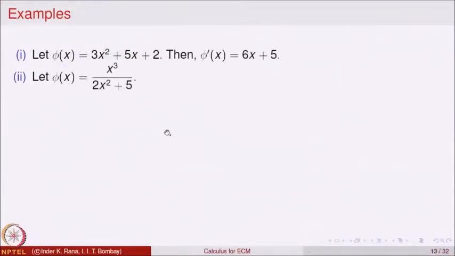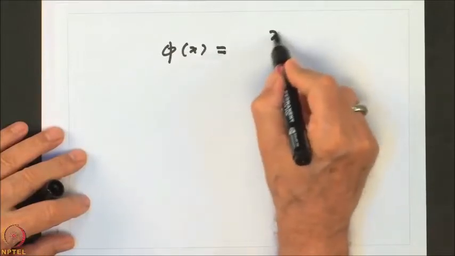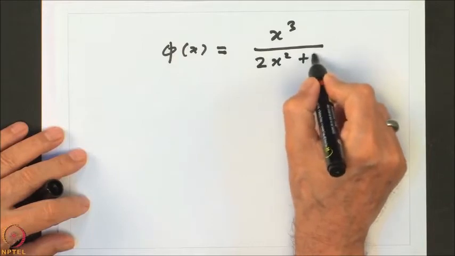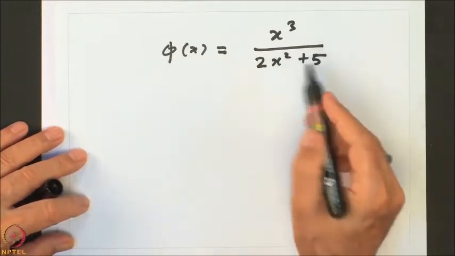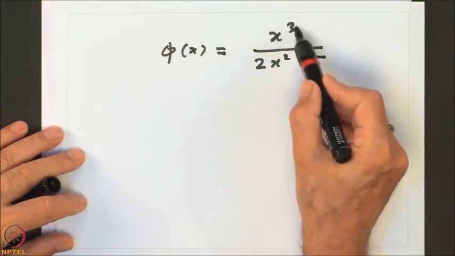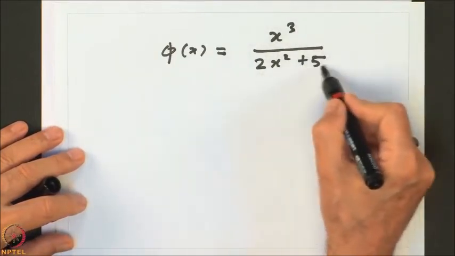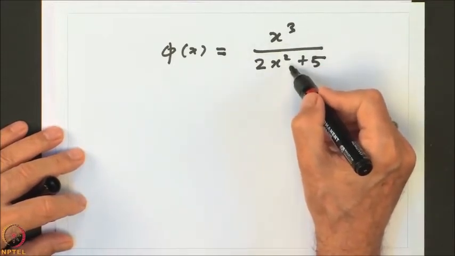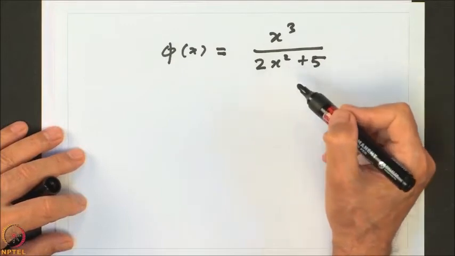Let us find the derivative of x cube divided by 2x square plus 5. So our example is, we have the function phi x, which is equal to x cube divided by 2x square plus 5. So we can think of it as 2 functions. In the numerator there is a function x cube, in the denominator there is a function 2x square plus 5.